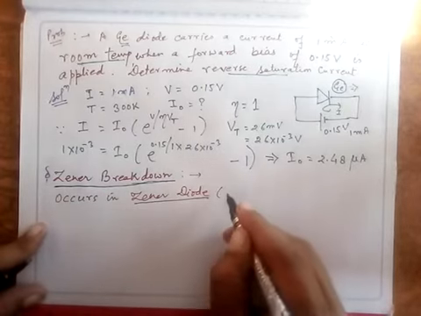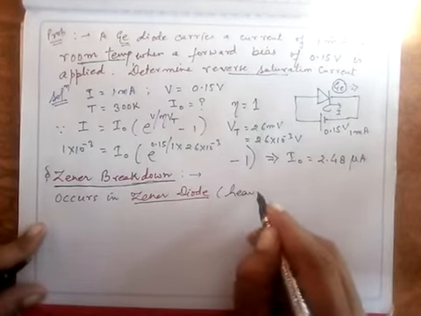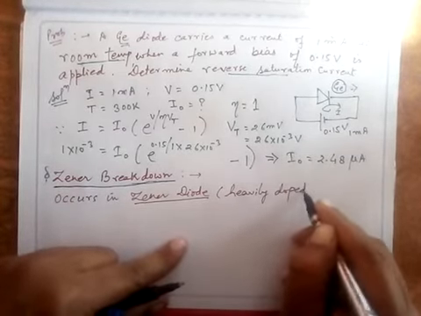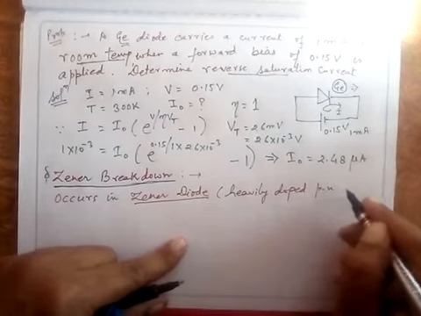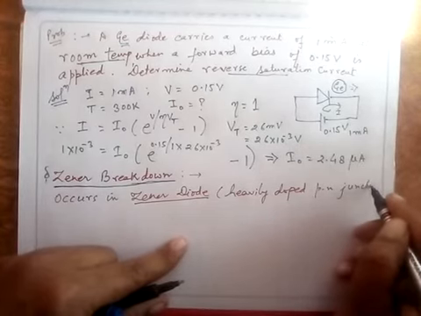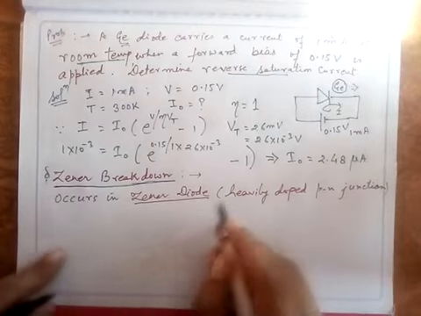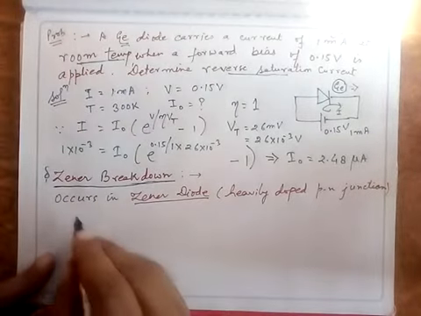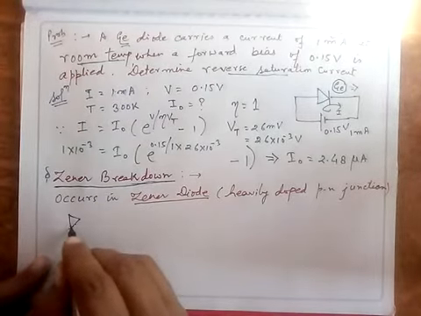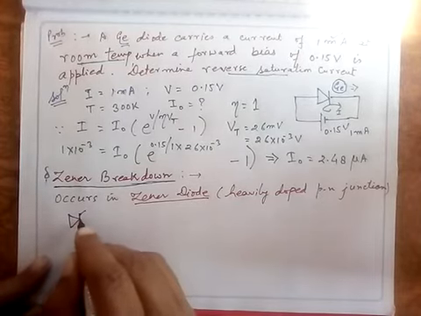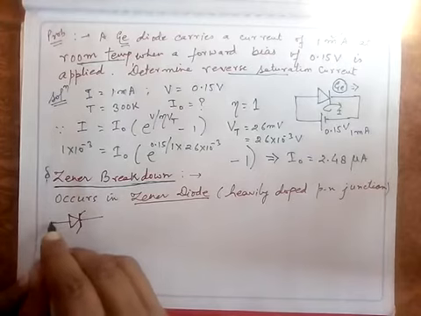Zener diode is what? It is a heavily doped PN junction. And if I draw the symbol of this Zener diode, it is an ordinary diode, a simple diode like this, and I make a shape of Z here. This is called a Zener diode.